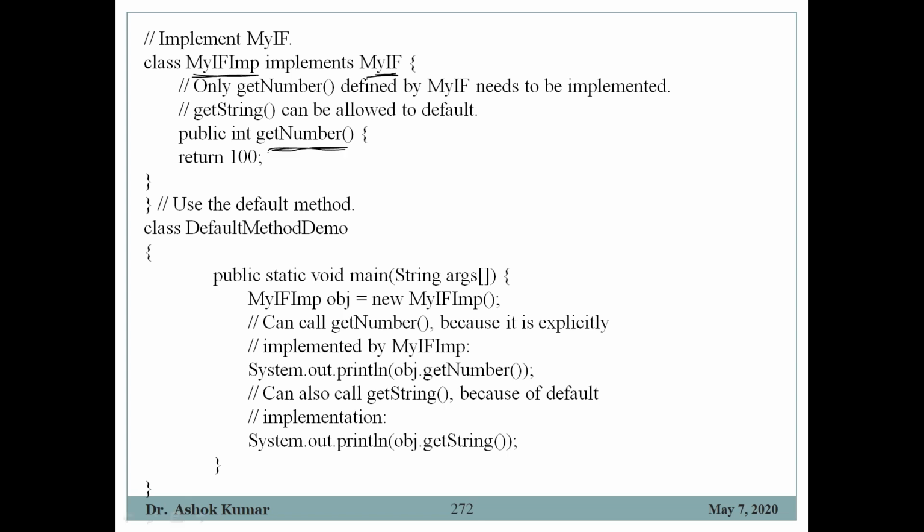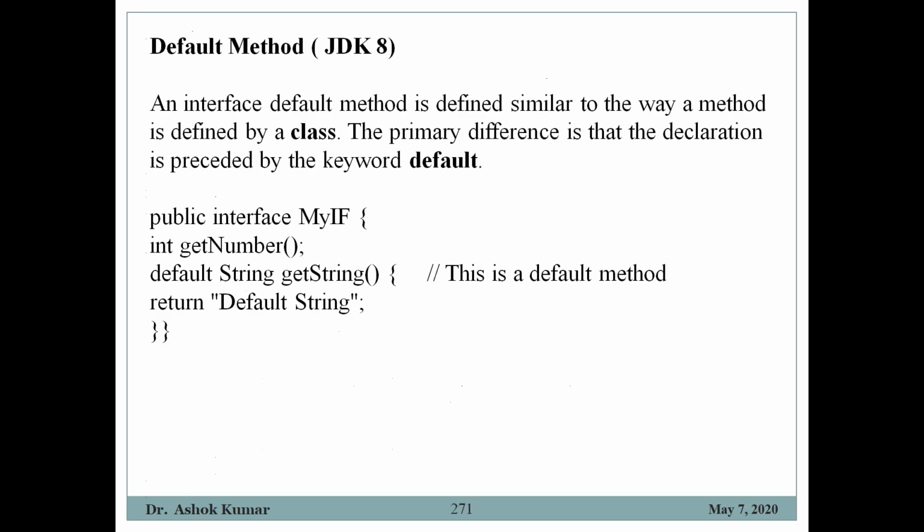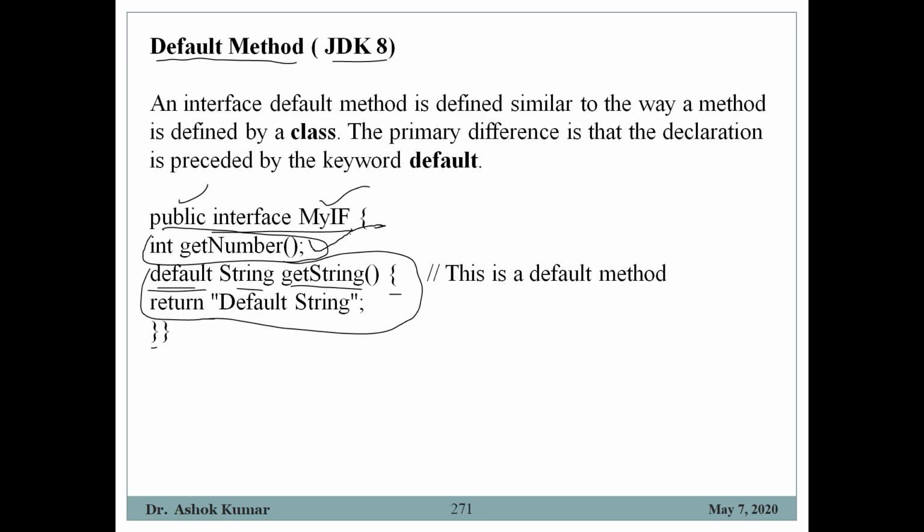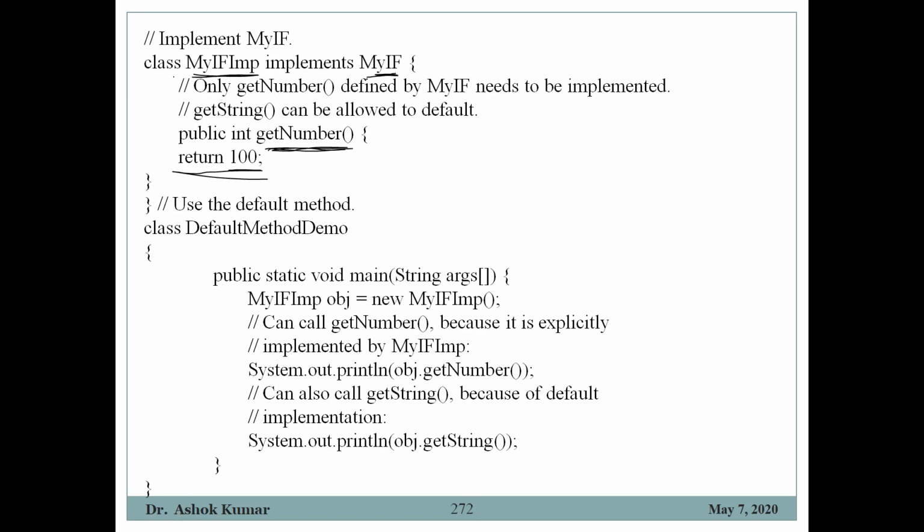This method is implementing the method that is declared in the interface, and this method is returning the value 100. So we are implementing this method in the class get number, and we haven't overloaded the default method. Keep in mind we haven't overloaded the default method of the interface over here.